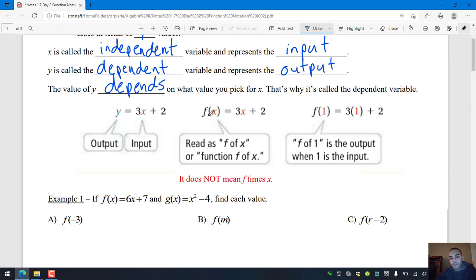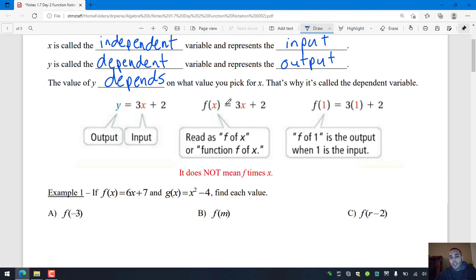Okay, if you see f parentheses x, that is not f times x. This is actually read as f of x, or the function f of x. It is no different than this guy over here. It functions exactly the same thing. F of x is the exact same thing as y.